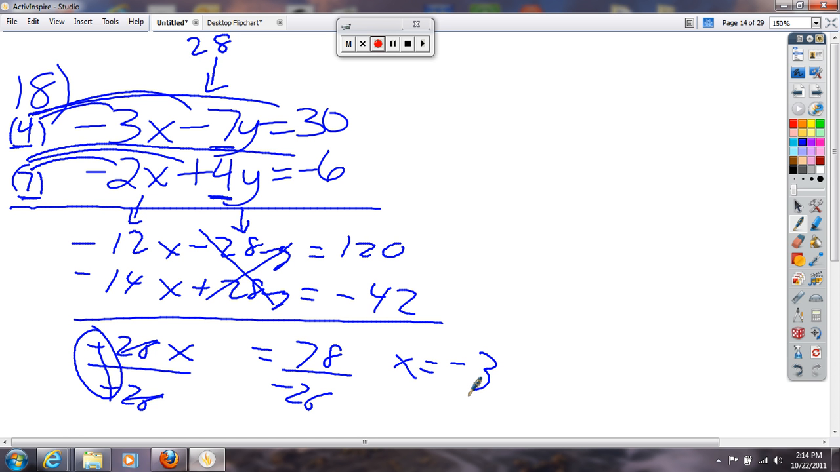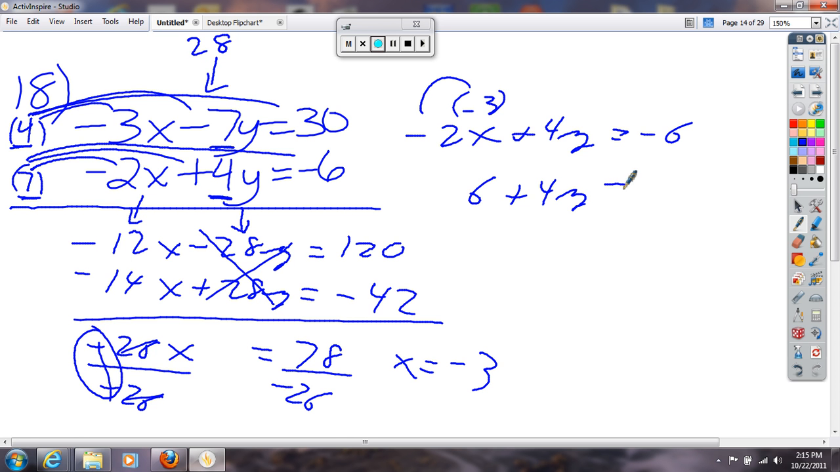Take one of the equations, whichever one you want. Let's take the second one. The second one is negative 2x plus 4y equals negative 6. But x is a negative 3. So negative 2 times negative 3 is 6 plus 4y equals negative 6.